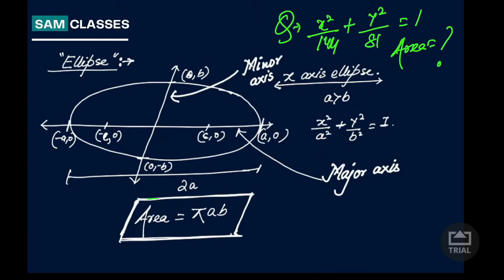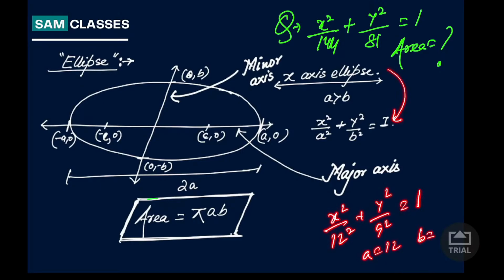Very simple question. What is the formula I told? First, write it down in the equation form. So x square by 12 square plus y square by 9 square equal to 1. So what is my a? A is equal to 12, sir. B is equal to 9. What is the area formula? Pi AB. Pi into 12 into 9. 12 nines are 108 pi.